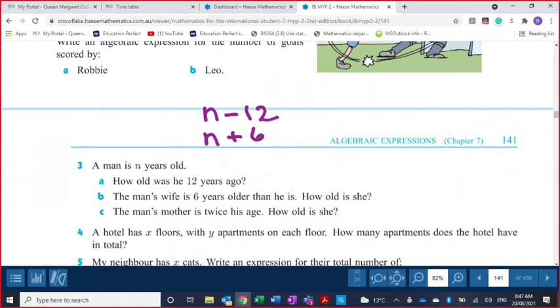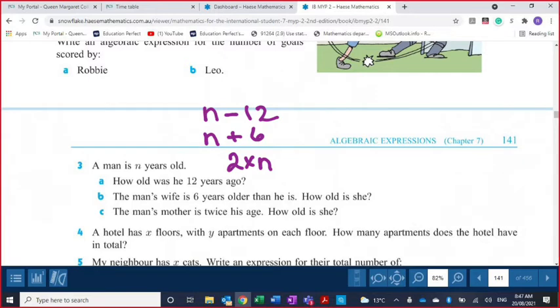The man's mother is twice his age. How old is she? So again, his age is n. Twice is a special mathematic word. What does twice always mean? What operation? Times, good. Multiplication. But twice is a specific number. Multiplication by what number? 2. Yes, there you go. So 2 times n.